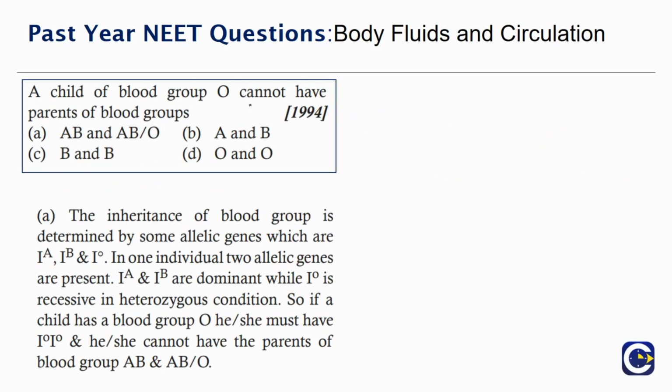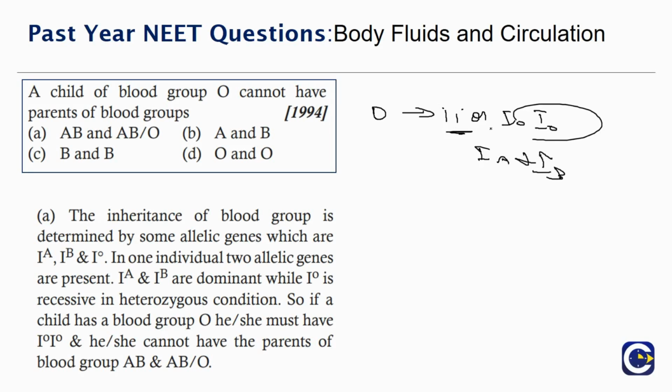Next question: a child of blood group O cannot have parents of the blood group. We know if someone has to have O blood group, the genotype has to be ii or IO. Both are the same allele, and I am representing it in two ways, since in some books it's given differently, so I am considering both. It is recessive over both IA and IB, so it cannot be heterozygous, it has to be only homozygous. So we have to consider the options.